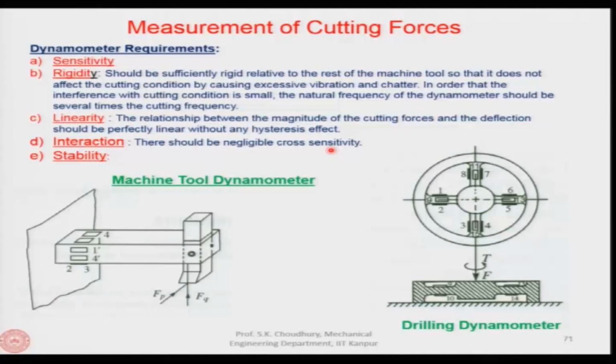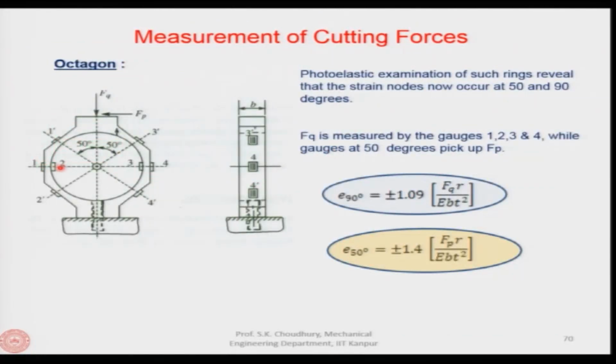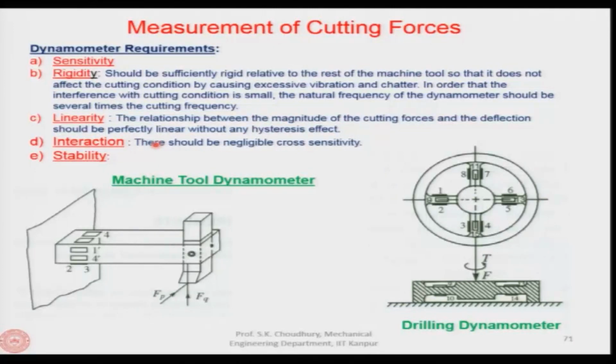By cross sensitivity, we mean that one set of sensors should not sense the force they are not supposed to sense. Meaning, I told you earlier that 1, 2, 3, 4 will sense only the FQ, and the effect of FP on the 1, 2, 3, 4 will be minimum or negligible. Therefore, we say that there should be negligible cross sensitivity. This is called the cross sensitivity.